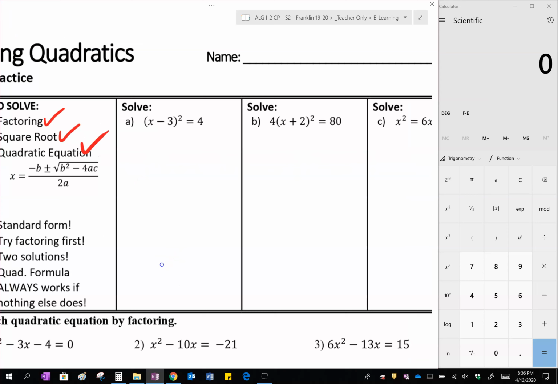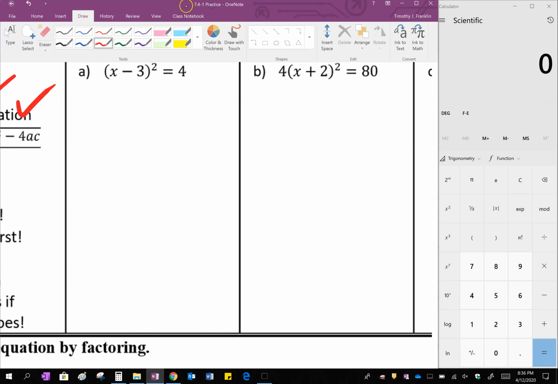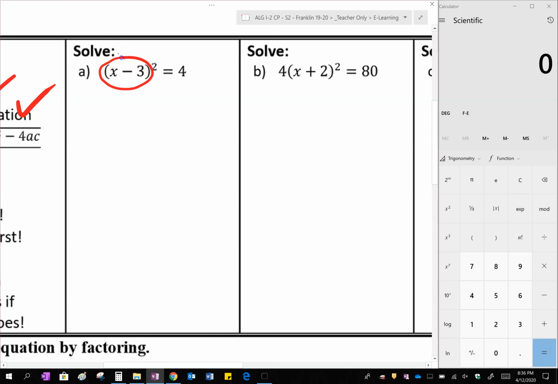For example A, we have x minus 3 all squared equals 4. Now for this one, I think it's better if we just do the square root, because we have a perfect square here. We know 4 is a perfect square, and then we know this is a perfect square because it says x minus 3 squared. So if we decided to go ahead and multiply that out and then do standard form, we could probably use the quadratic formula, or we could probably factor, but let's just take the square root.